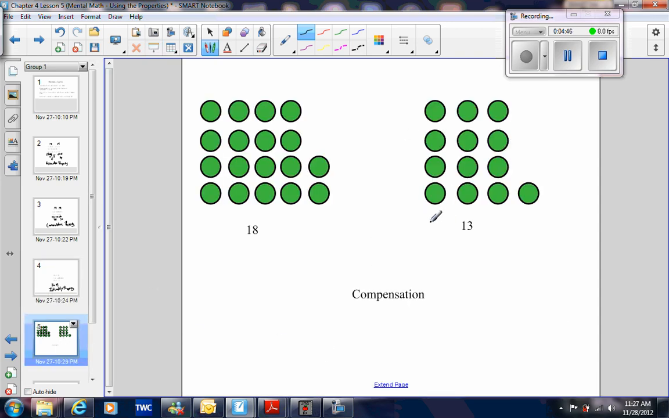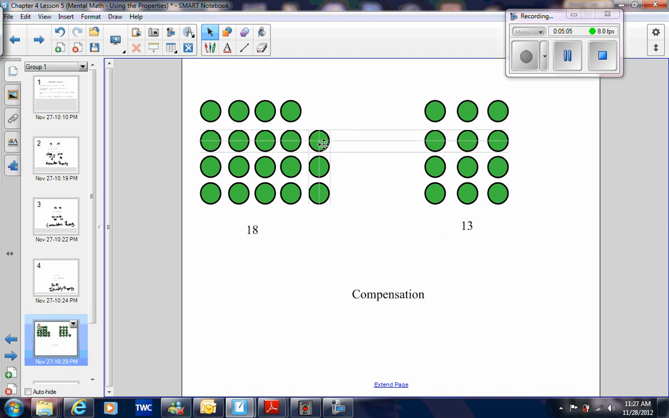All right. Next, we're going to talk through some compensation. If I was going to take 18 plus 13, I've grouped them in a way here. I've got some counters. If I was to take this, put it there, and this, and put it there.